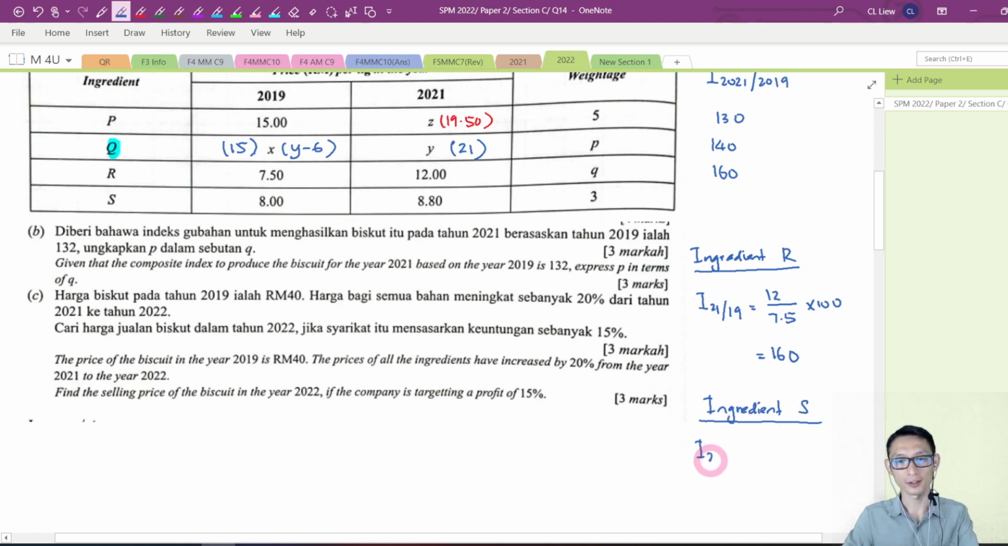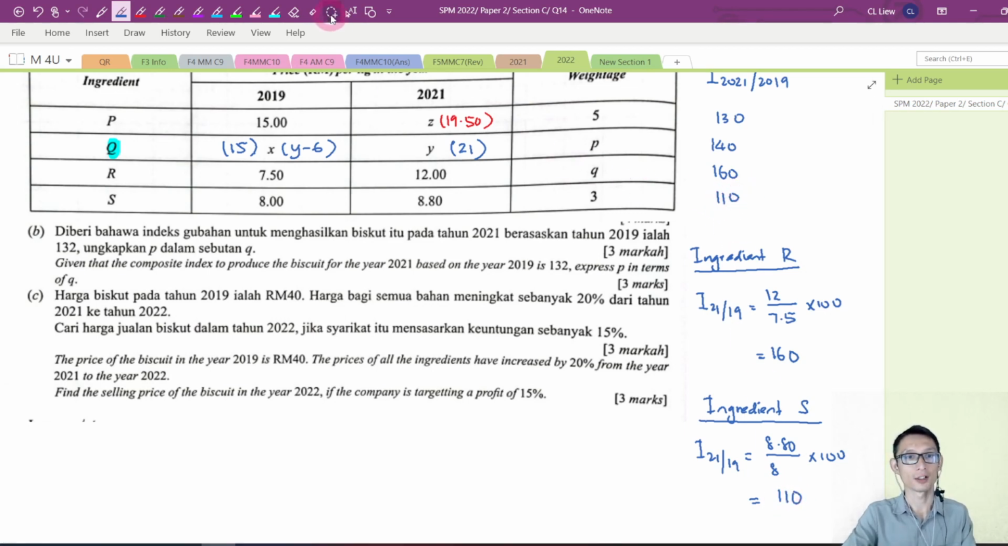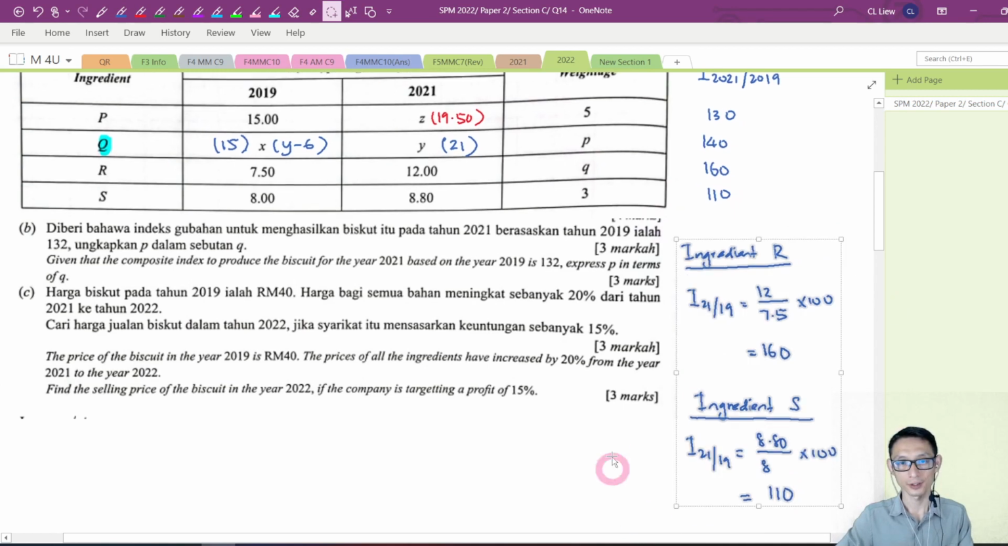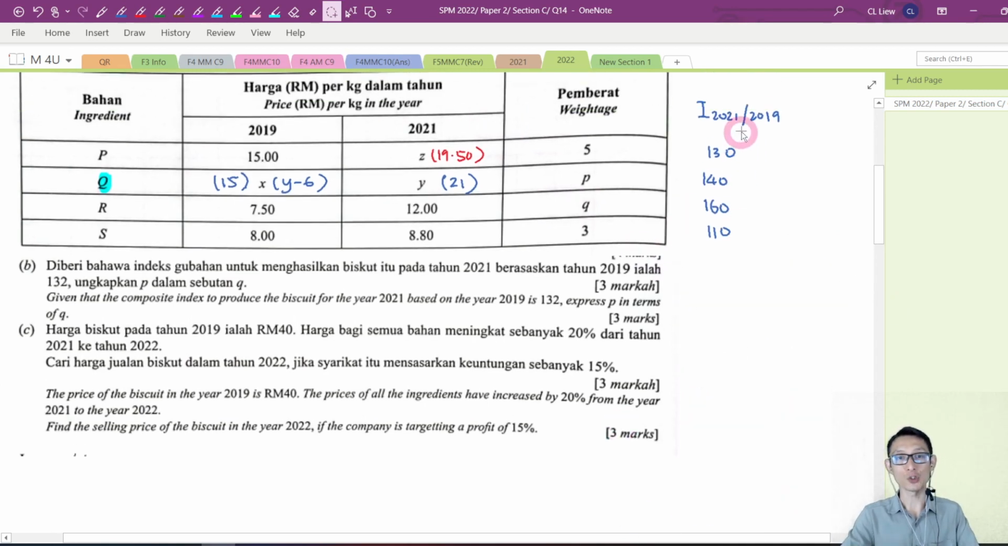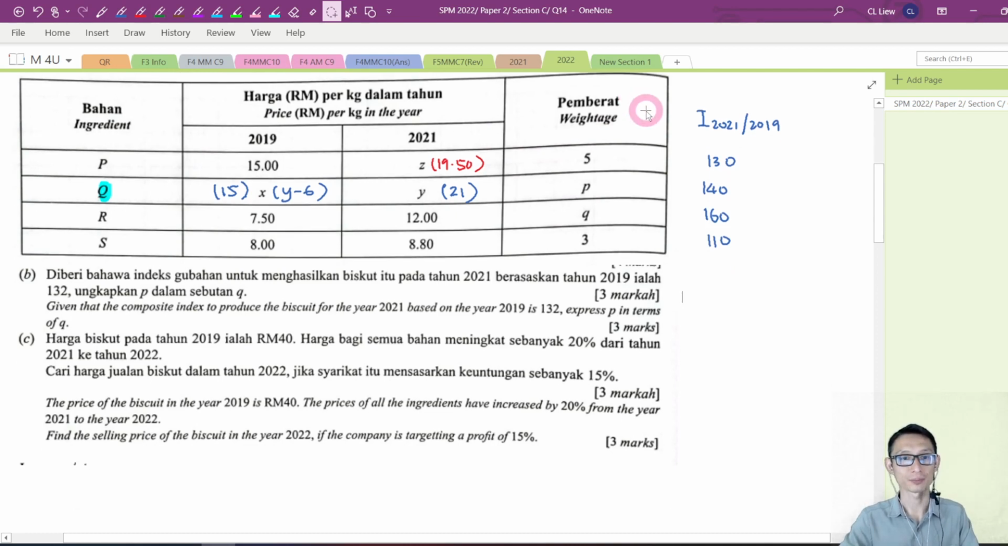So again, we are going to take 8.8 over 8 times 100, which is equal to 110. Okay, now we can use all this information to help us form an equation.